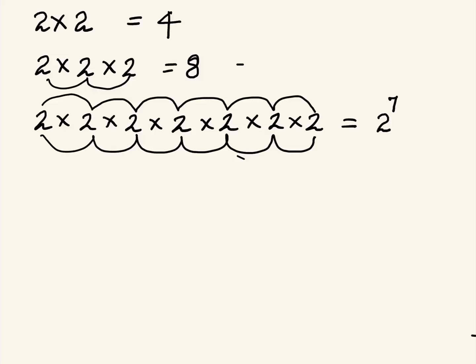Can you tell me how you can write 2 into 2 into 2 in a simplified form? Very good, 2 to the power of 3. How will you write 2 into 2? Very good, 2 to the power 2, or what you would also know as 2 square. This would be called as 2 cube. This is called as 2 square.